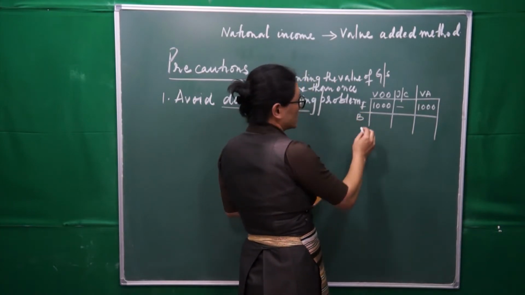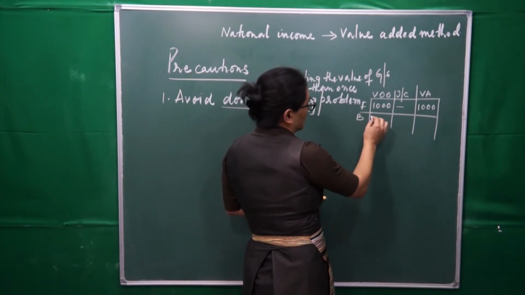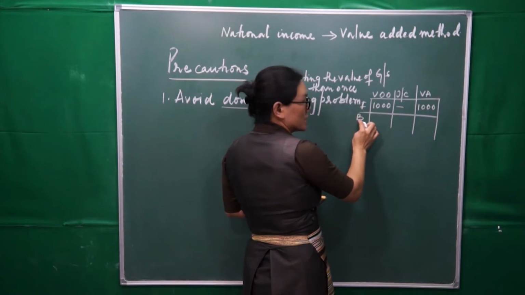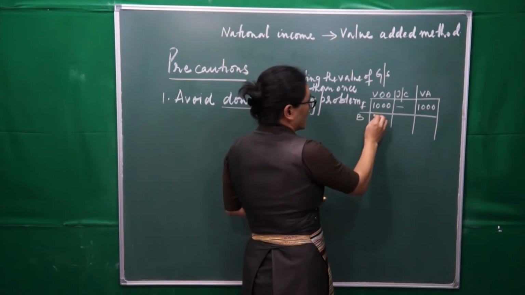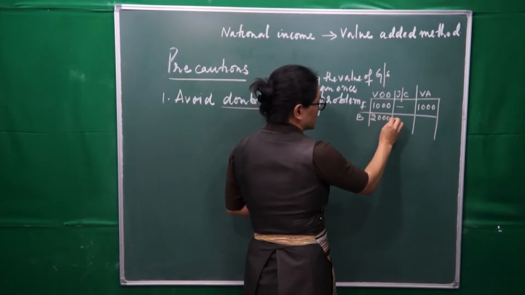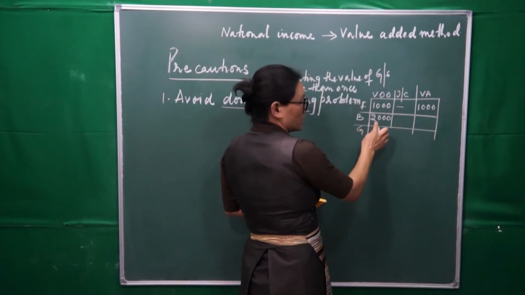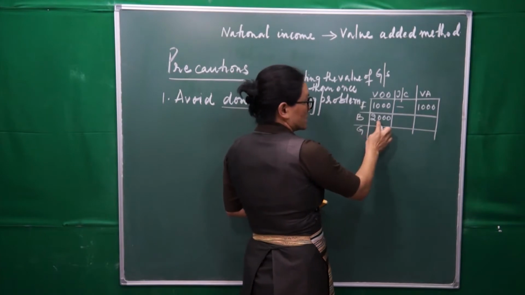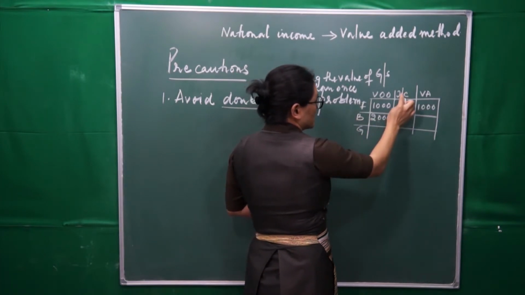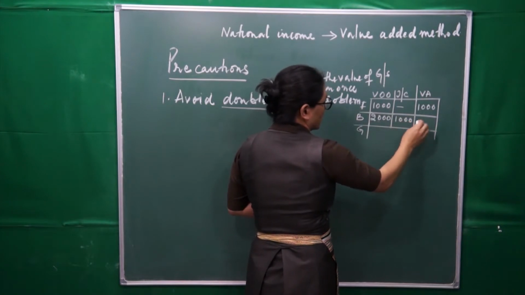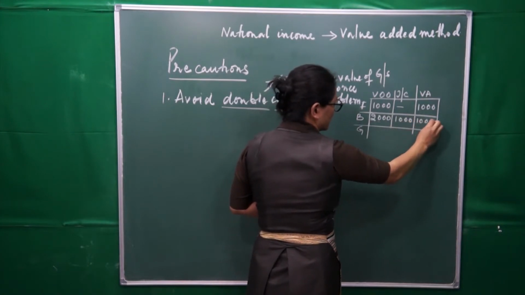Then we went to the baker. Now, what the baker has done is he has purchased this wheat from the farmer, converted it into bread, and sold it to the grocer at this price. So the baker's intermediate consumption will be how much? That is 1000. Value addition is 1000, right?